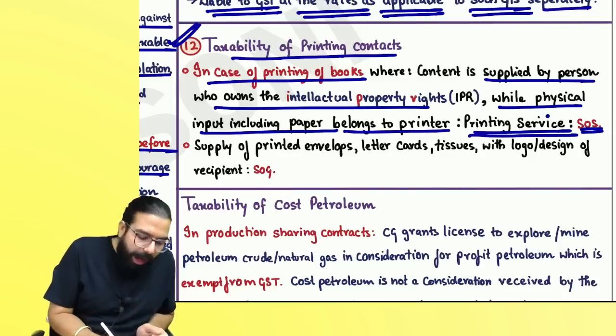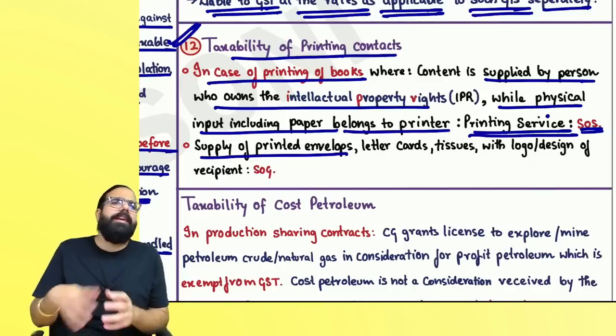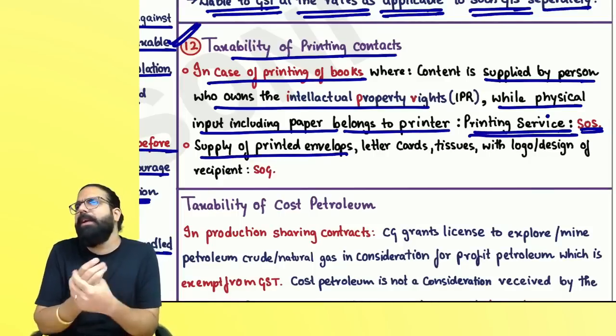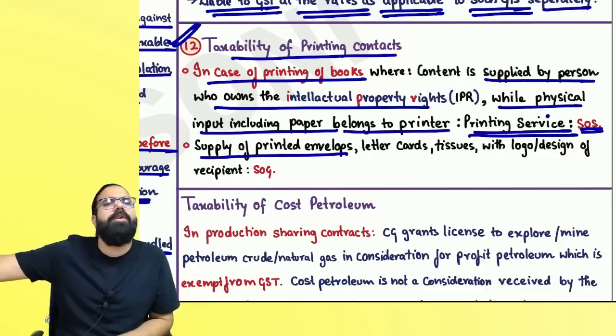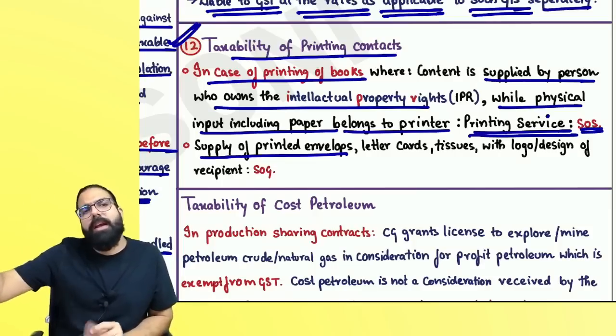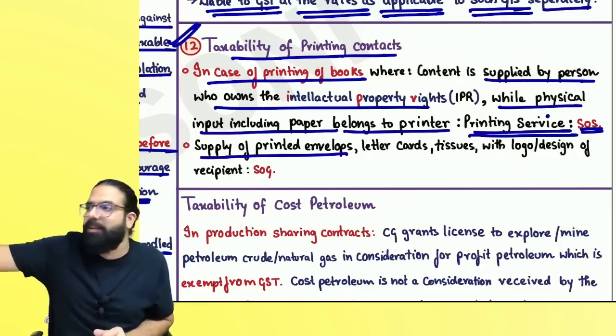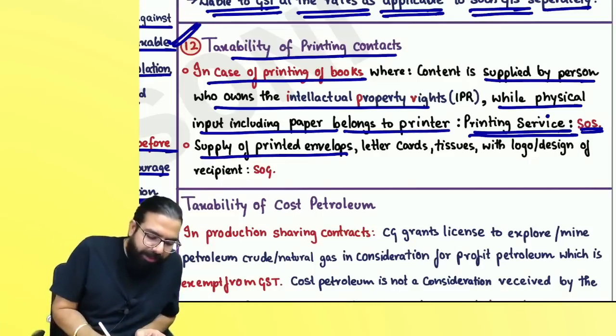Sir, however, if it's a goods, supposing I told someone to supply me printed envelopes. When they are giving me printed envelopes, I told them to print my logo also. Here, logo printing was ancillary. Principally, it was a supply of goods, and hence it will be a supply of goods.